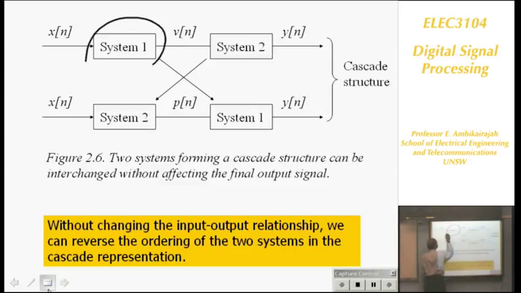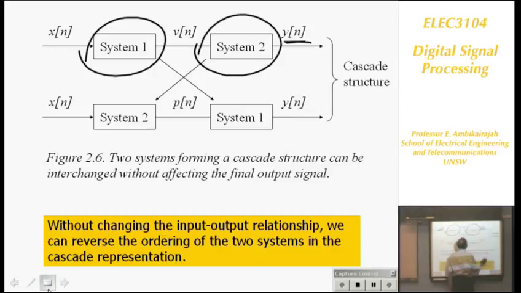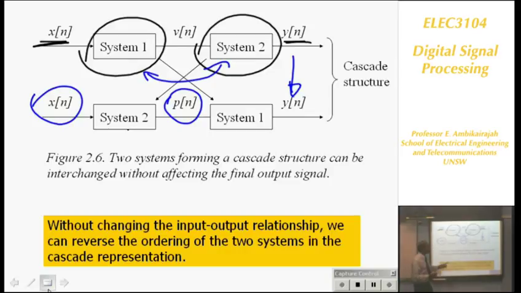If I have system 1 and system 2, with an input Xn and an output Yn, I could move system 2 here, that one in here. I will have a new intermediate signal, but for the same input, the output will be exactly the same. So you can switch these around, nothing happens. Intermediate output will be different, but the actual true output will be the same. Remember, it's very important: without changing the input-output relationship, we can reverse the ordering of the two systems in cascade representation.